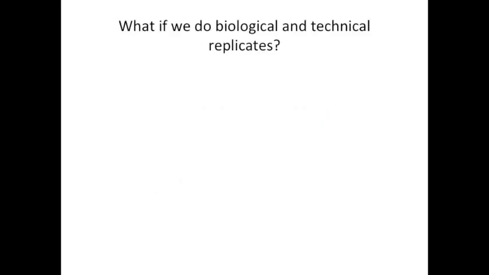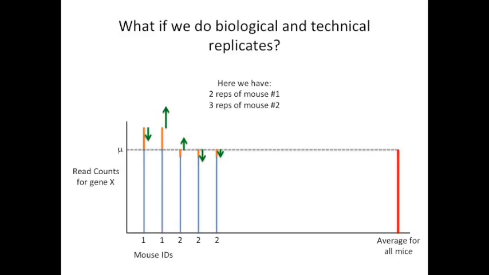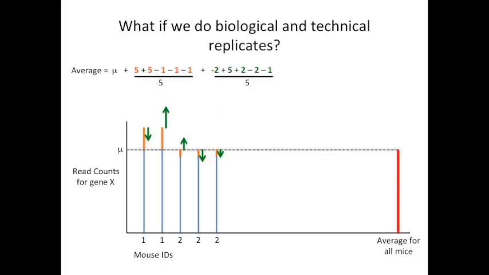What if we do biological and technical replicates? Can we get the best of both worlds? Unfortunately, the answer is no, and I'll show you why. Imagine we have 2 technical replicates for mouse number 1 and 3 technical replicates for mouse number 2. Just like before, when we calculate the average read count from our sample, we get the average, mu, plus the 2 fractions, one for biological and one for technical variation.